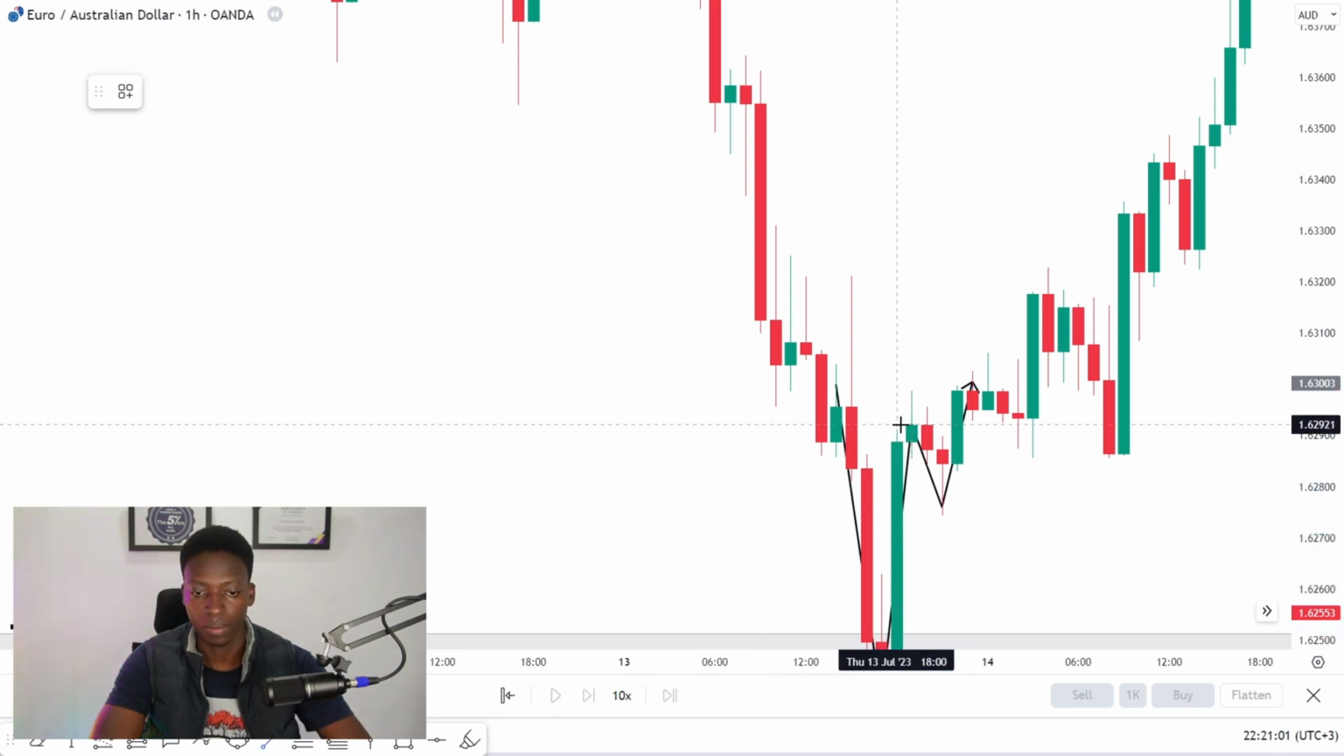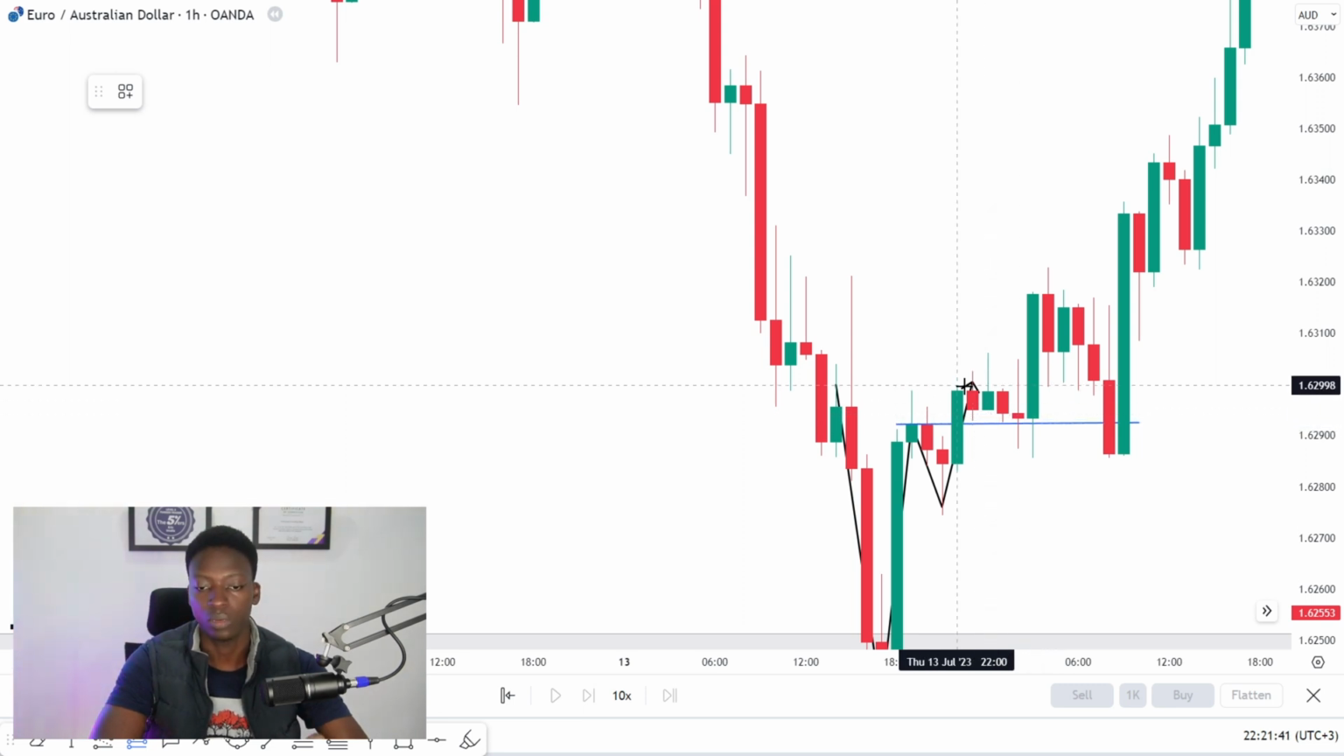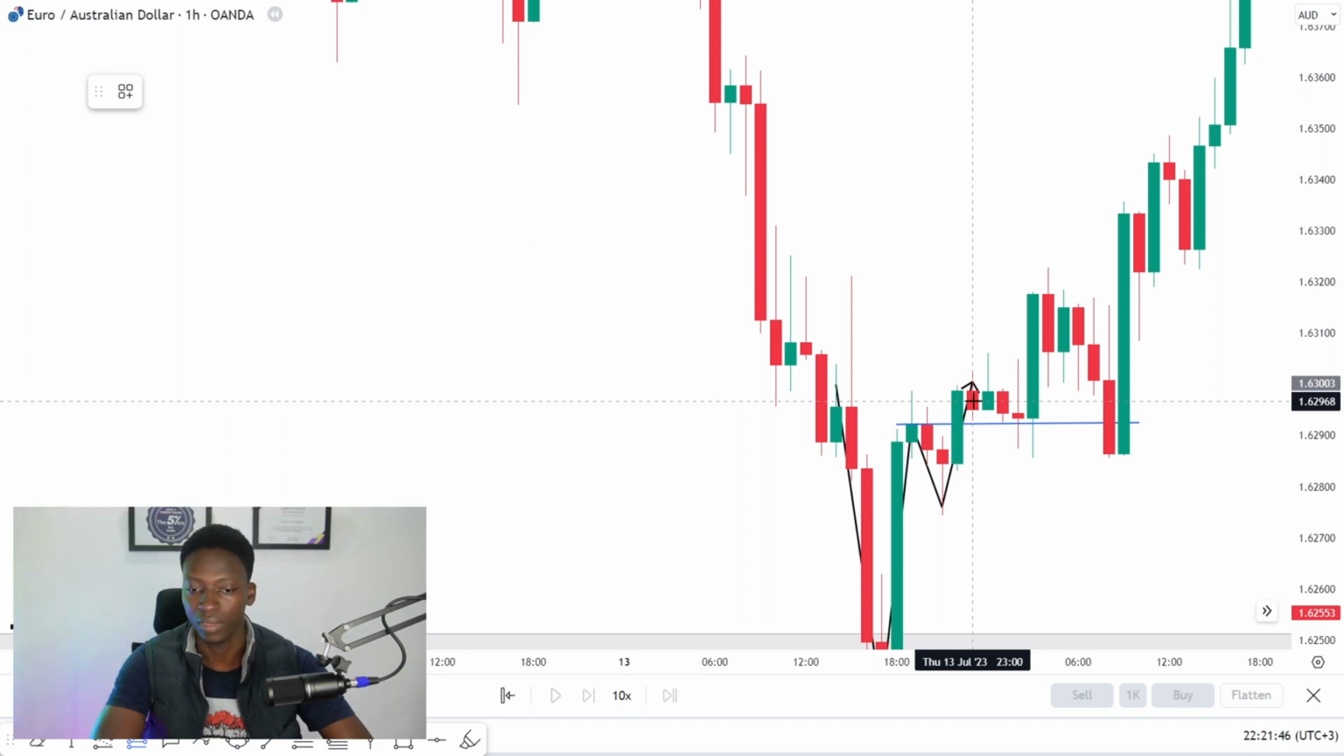So I come and mark the middle part. I always put my neckline at the body. I don't use the wicks. So after getting the confirmation of the W pattern, I wait for price to come and retest the neckline for me to buy. So in short, I put a buy limit. But this confirmation happened at 10 p.m. and by 11 p.m. it had not yet retested.